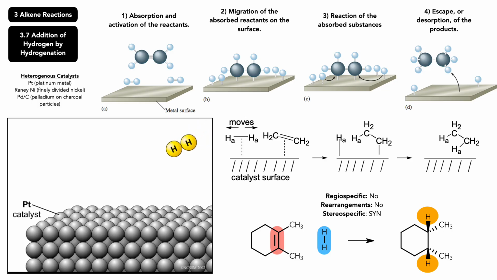Finally, we come to catalytic hydrogenation. In the presence of a metal catalyst like platinum, palladium on carbon, or nickel, Raney nickel, hydrogen adds across the double bond. Because both hydrogens come from the catalyst surface, the addition is syn. There are no rearrangements and no regioselectivity issues. Every single alkene just reduces to the corresponding alkane. So hydrogenation is not regiospecific, there are no rearrangements, and it is stereospecific, syn addition.